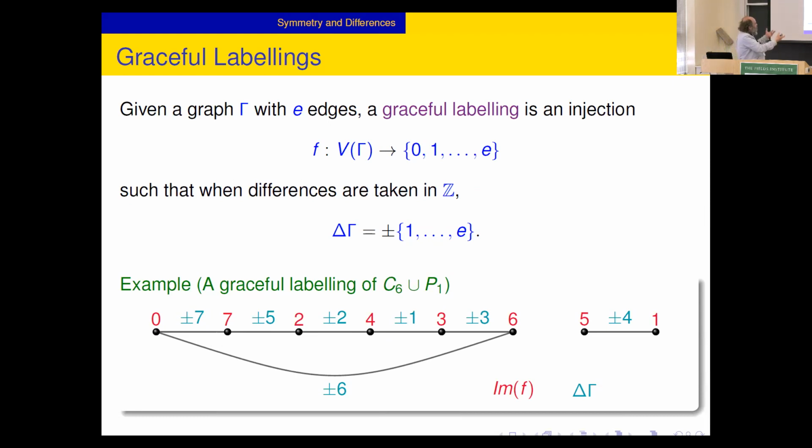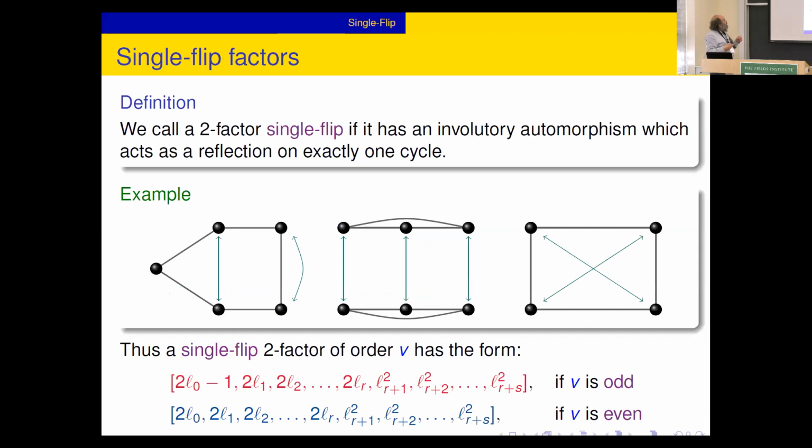Okay, so here's an example of a graceful labeling of a cycle of length 7 and an edge, a single edge. And these graphs are actually the kinds of graphs that I want to talk about. So if you look at the title, Oberwolfach problem for single flip two-factors by graceful labeling, I just told you what an Oberwolfach problem is, and told you what a graceful labeling is.